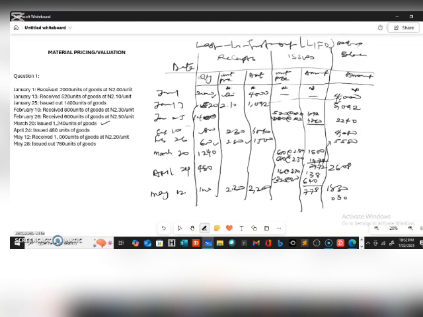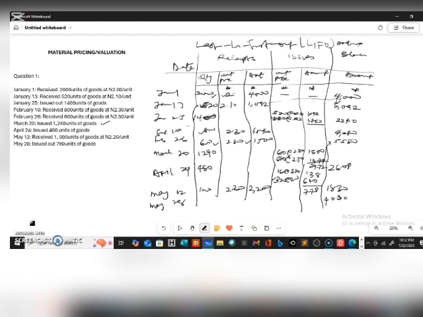2200 plus 1830 gives us 4030 naira worth of stock, or material. So let us go to the next one, which is May 28th.